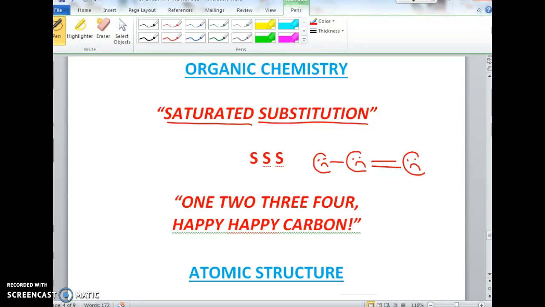Oh, how sad. Look, I have 3 unhappy carbons. Why are they unhappy? Because it's 1, 2, 3, 4 happy carbon. Each carbon has to have a total of 4 bonds. Let's do it. 1, 2, 3, 4, and look, happy carbon. And 1, 2, 3, 4, happy carbon. And 1, 2, 3, 4, happy carbon.